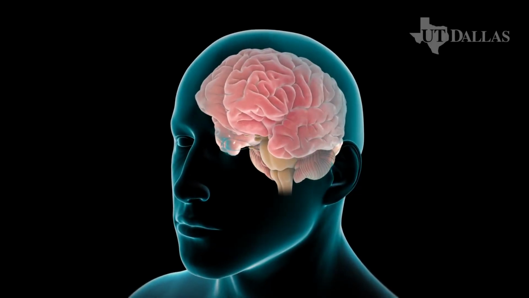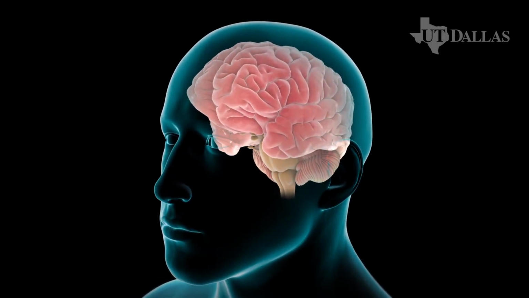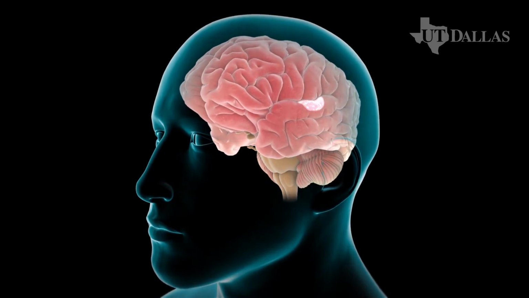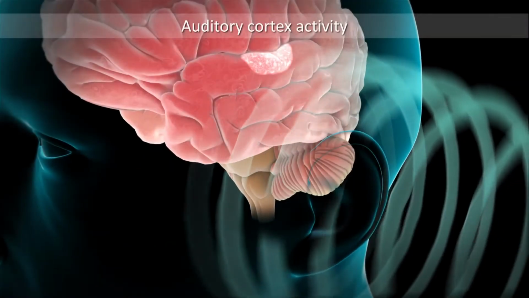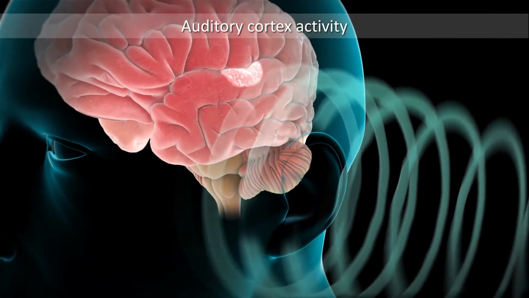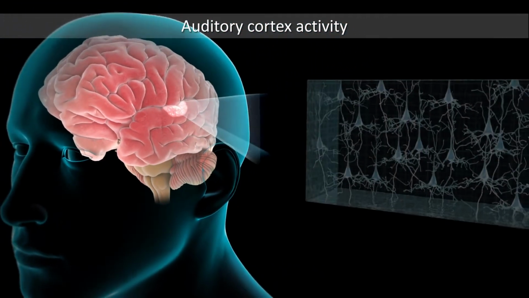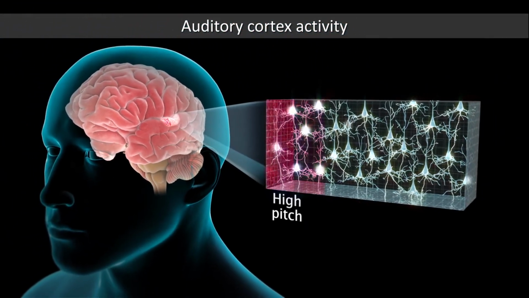Sensory organs, such as the ear, convert energy into electrical signals that activate specific brain regions. As sound enters the ear, the auditory cortex is activated. Sound frequencies activate specific regions within the auditory cortex.